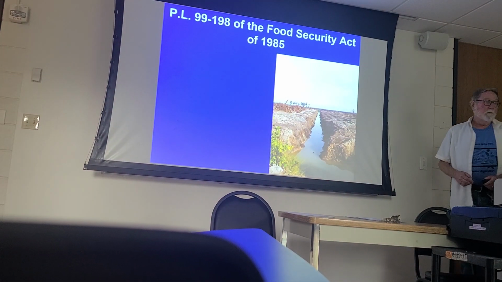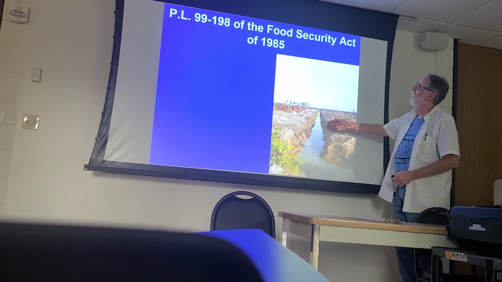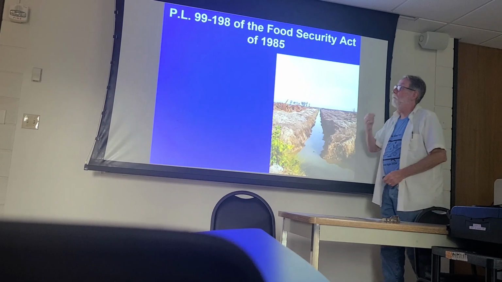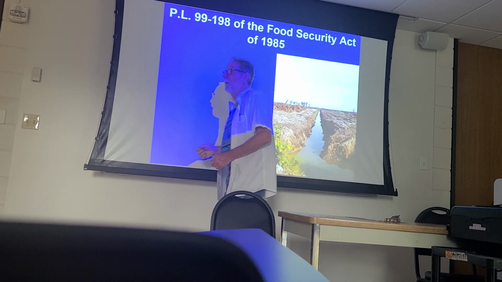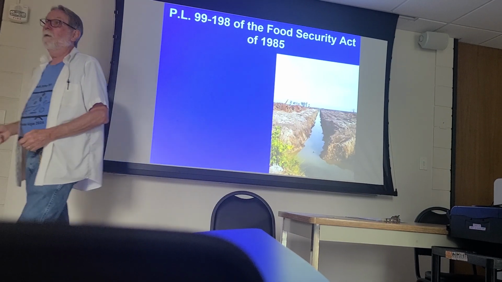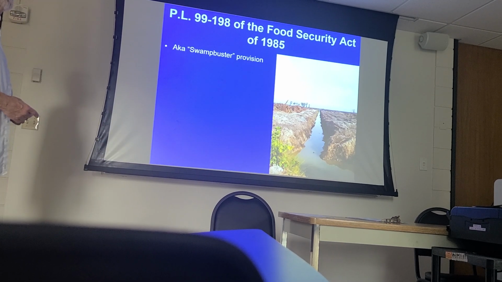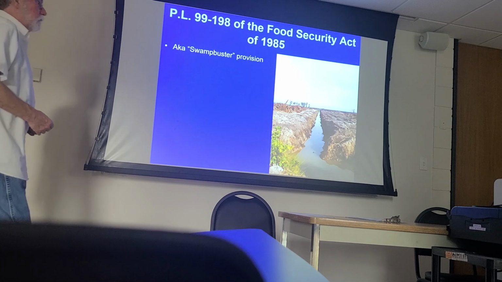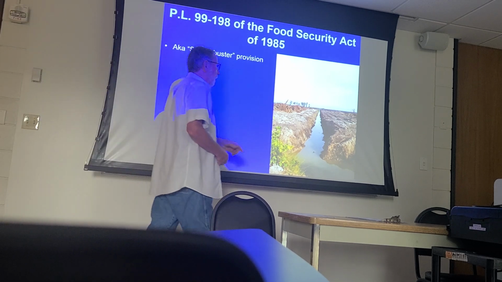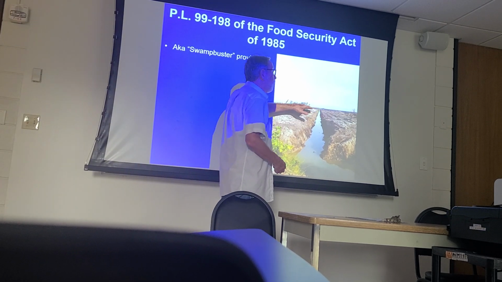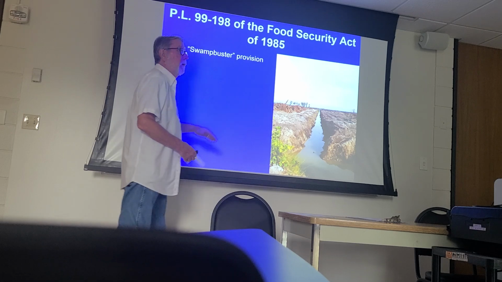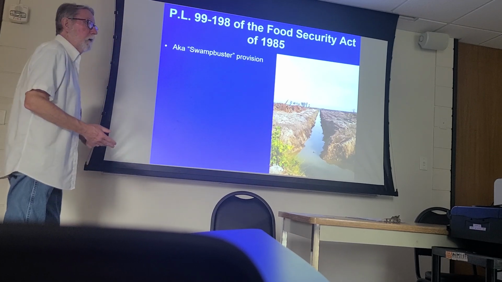Alright, so then I mentioned this other one here, the Food Security Act, the Farm Bill of 1985, and it has a special name. This provision is known as the Swamp Buster provision. So this is what was happening. Wetlands were being drained to try to turn all this into farmland, and it was basically subpar farmland.